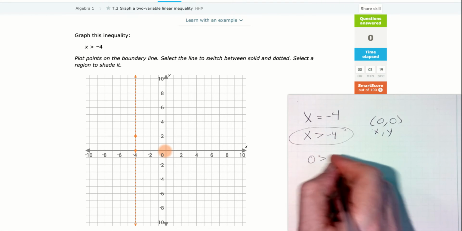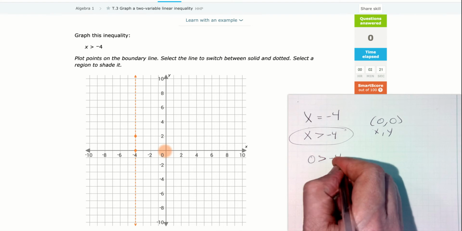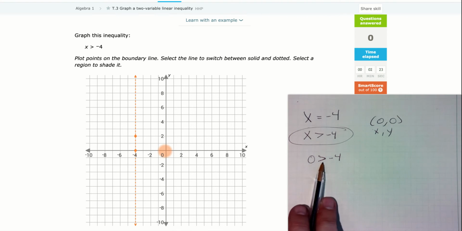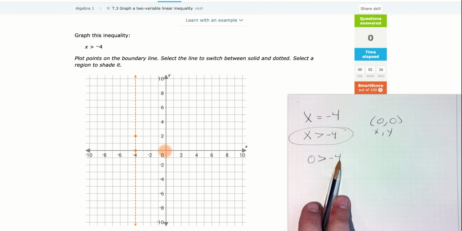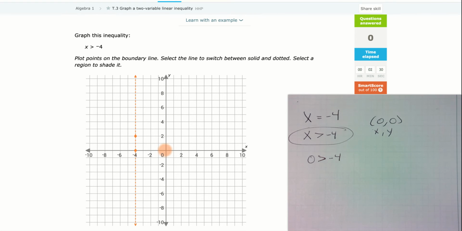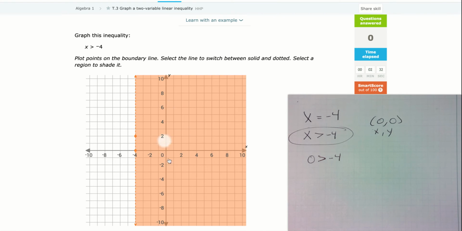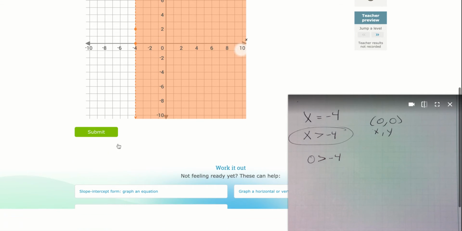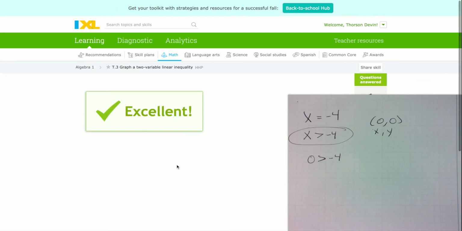And I'm going to ask myself, does it make the inequality true? Is 0 greater than -4? Well, 0 is greater than. It's to the right of -4. So that point works. I'm going to click, and it actually highlights that whole side. And that's telling me that every point on that side of the line is a solution to this inequality. Hit submit. Lo and behold, excellent.